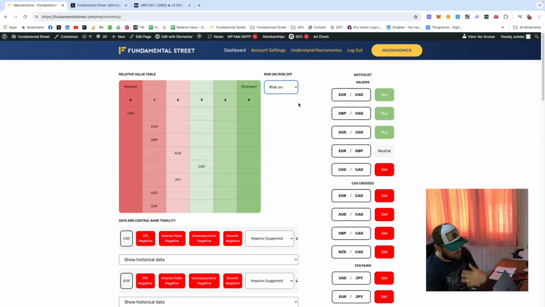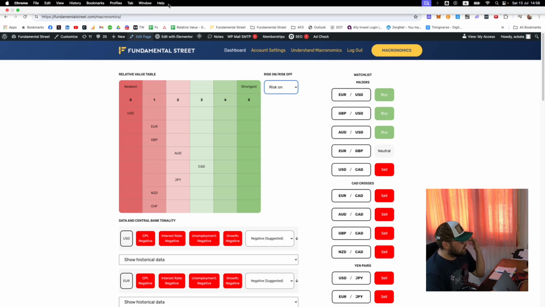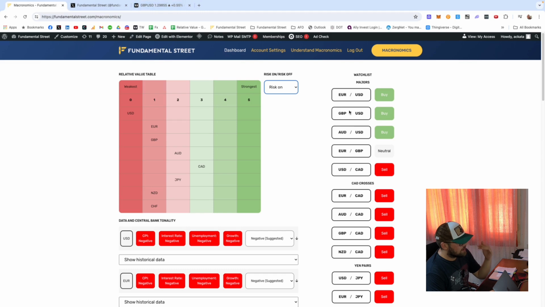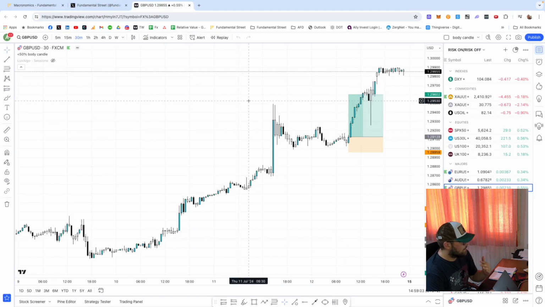Going over the fundamentals, going over to Macronomics, we can see here we need to put on a risk-on scenario because we have a lower dollar with that lower inflation print, which gives us the GBP USD buy signal, and there is our execution point.